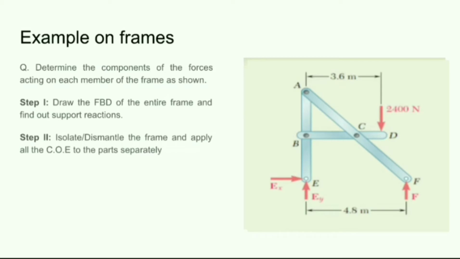As at point F we have a roller support resting on the horizontal surface, a reaction is generated in the vertical direction. In the next part of the problem, we need to isolate the members at the internal hinges, that is at points B, A and C. Then we need to apply all three conditions of equilibrium separately to all these members.